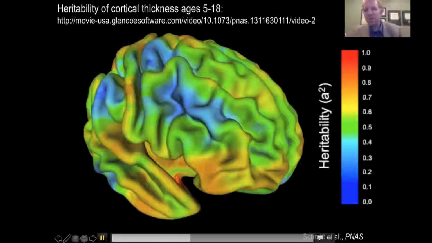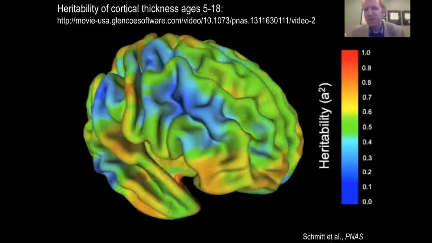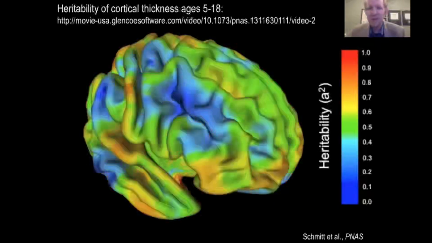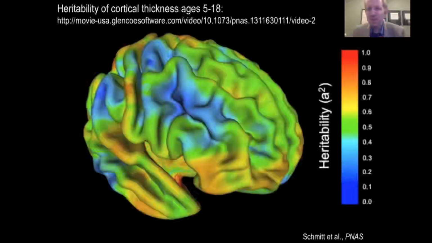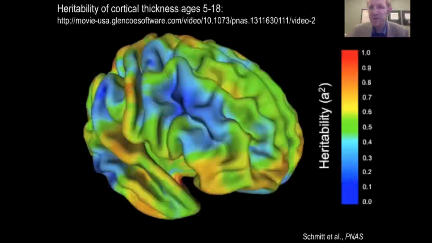And this is going from 5 to 18. You may have seen this figure before, but I think that seeing everything dynamically is one of the best ways to think about longitudinal data, and it requires movies. So you can see this wave of heritability change over time, increasing as you get into adulthood, and then with the maps approximating what other groups see in adults.